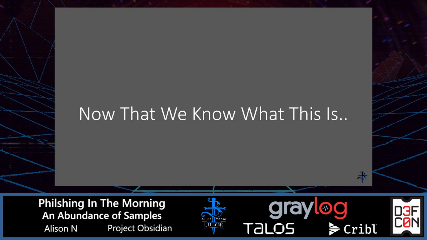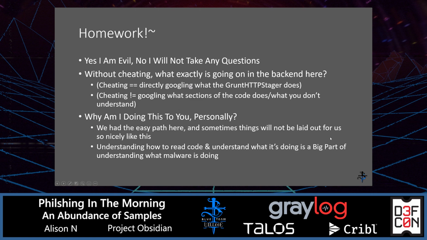Alright, so now that we know kind of what we're dealing with, which appears to be the Grunt HTTP stager, a little bit of homework for you guys, which is, without cheating, what exactly is going on in the back end here? I'll define cheating as directly Googling what the Grunt HTTP stager does, but cheating would not be Googling what sections of the code do, what you don't understand, and so on. My reasoning for this is that we've had the easy path here. Generally speaking, we were able to figure out pretty quickly what we were dealing with, and it's been well documented.